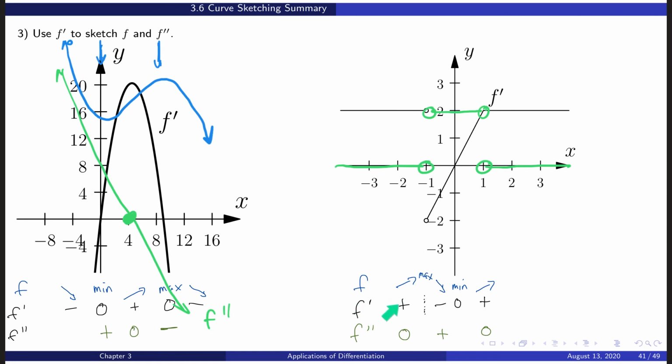So to figure out the behavior of the f graph, I'm going to look at f prime and determine whether it's positive or negative. F prime is positive, which means f is increasing. F prime is negative, which means f is decreasing. F prime is positive, which means f is increasing. And f prime is positive, which means f is again increasing. So when I switch from increasing to decreasing, I have a maximum. When I switch from decreasing to increasing, I have a minimum.